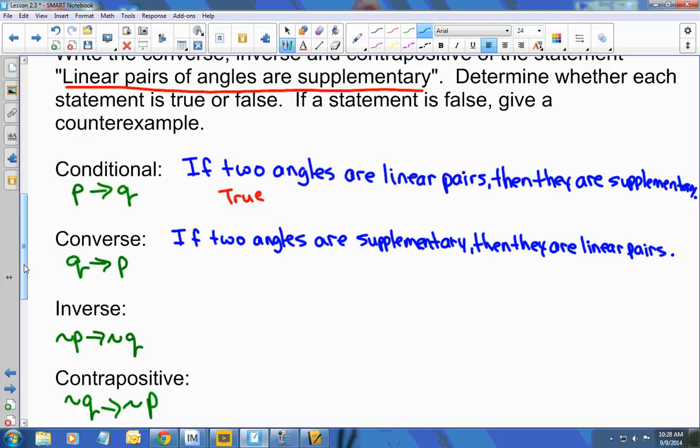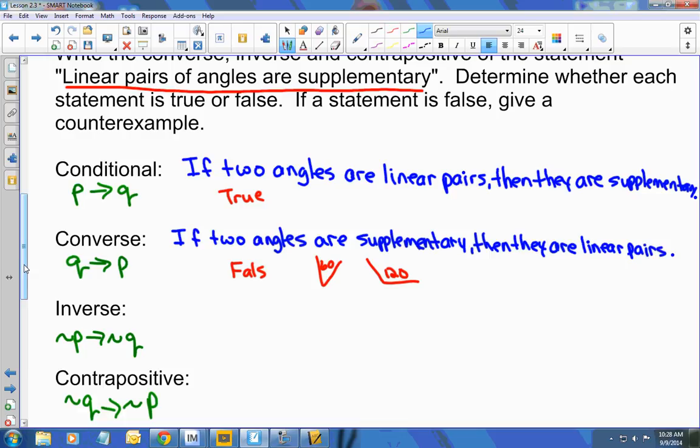To be supplementary, do they have to be adjacent? No. Okay, so this one would be false. And I could have this 60-degree angle here, and I could have another 120-degree angle over here. Those are supplementary, but they're not a linear pair.